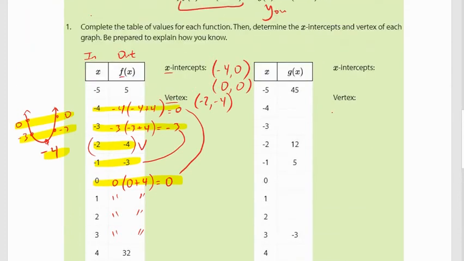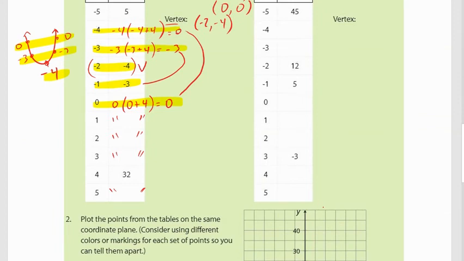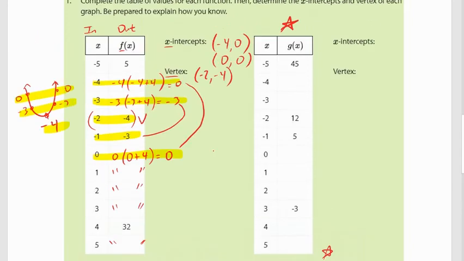So again, make sure you do the table and make sure you do the graph part and then definitely compare the two. All right.